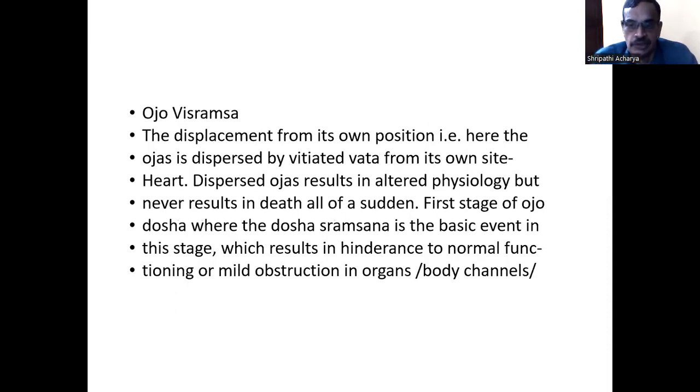Then let us discuss the Ojo Vikritis. There are three: Ojo Visramsa, Ojo Vyapat, and Ojo Kshaya. First is Ojo Visramsa: displacement from its own position. Here the Ojas is dispersed by vitiated Vata from its own site, the heart. This first stage results in altered physiology, but never results in sudden death. It is the first stage of Ojo dosha, where dosha sancharana is the basic event, which results in hindrance to normal functioning or obstruction in organs or body channels.